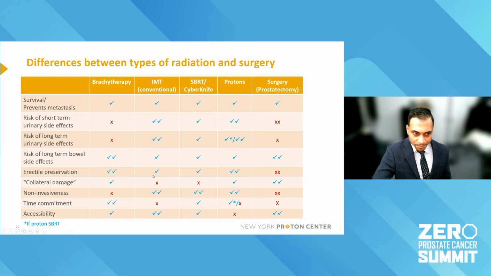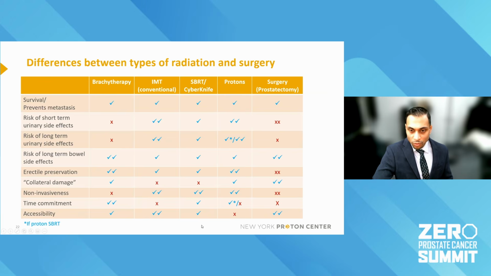And so presumably your side effect profile is not going to be quite as good as you would get with protons. Cyberknife or SBRT, the real benefit here is the convenience factor. You get really precise targeting, but you also get this treatment done in 5 treatments. You can do this in 1 week or 2 weeks, depending on if they treat you daily or every other day. And so it's a really, really good treatment as well.